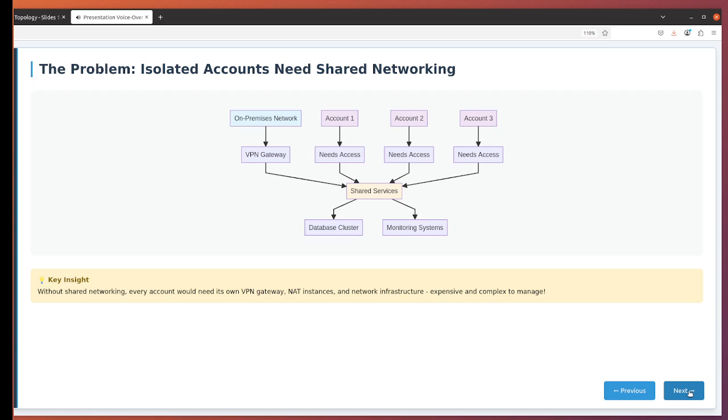But here's the challenge. They all need to connect to shared services like databases, monitoring systems, or on-premises networks through VPN gateways. Without shared networking, you'd have to duplicate VPN connections, NAT gateways, and other expensive network infrastructure in every single account. That's not just costly, it's a management nightmare. This is exactly why all three cloud providers developed their shared VPC solutions.